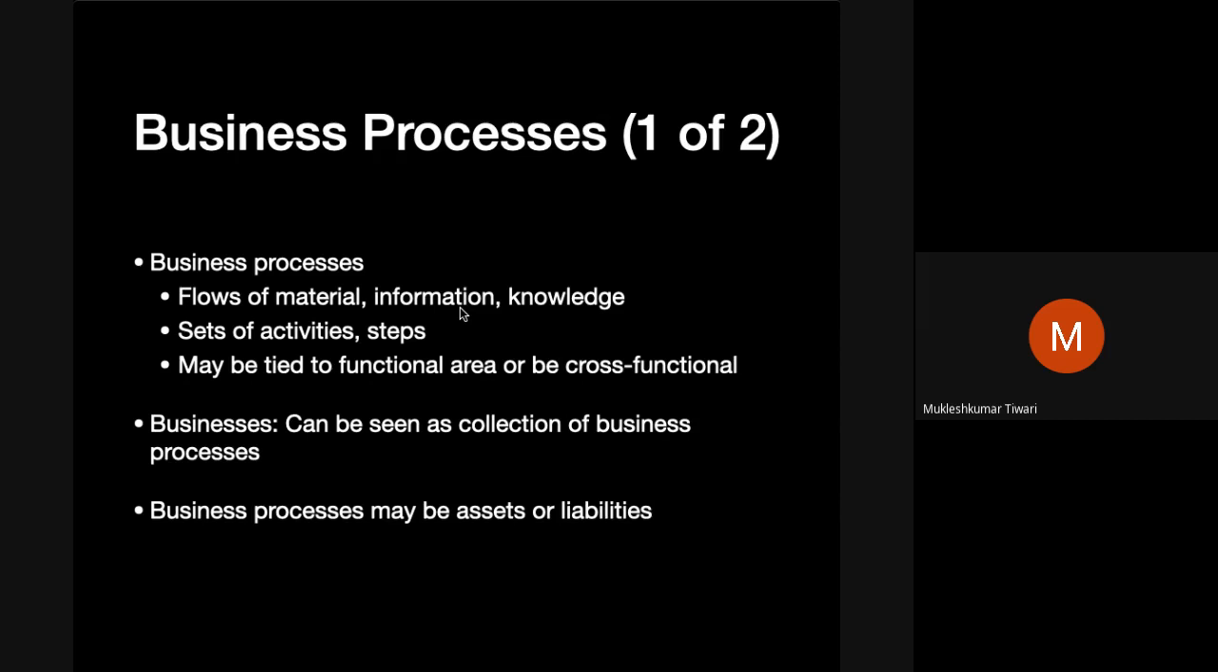Businesses can be seen as a collection of business processes, because all the things occurring in that particular business, you have to perform all those activities. So business processes may involve assets or liabilities, where assets and liabilities mean how exactly you are mobilizing.